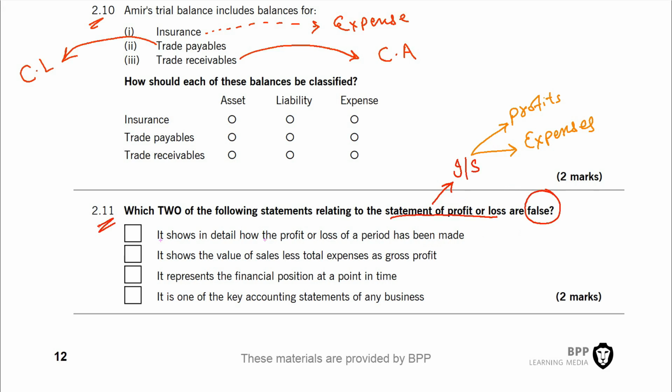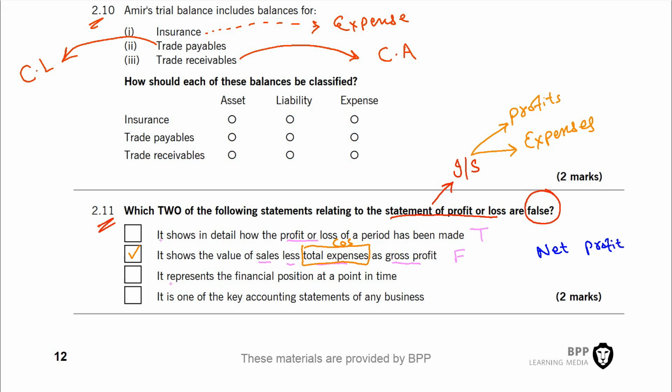It shows in detail how much profit or loss for the period has been made. This statement is not false, it's true. It shows the value of sales less total expenses as gross profit. No, it's false. Sales less total expenses is equal to net profit instead of gross profit. But if we want to calculate gross profit, then we have to deduct cost of sales from the sales amount. For example, sales less cost of sales is equal to gross profit, then yes, that would be true. But right now, according to this option, this statement is false.